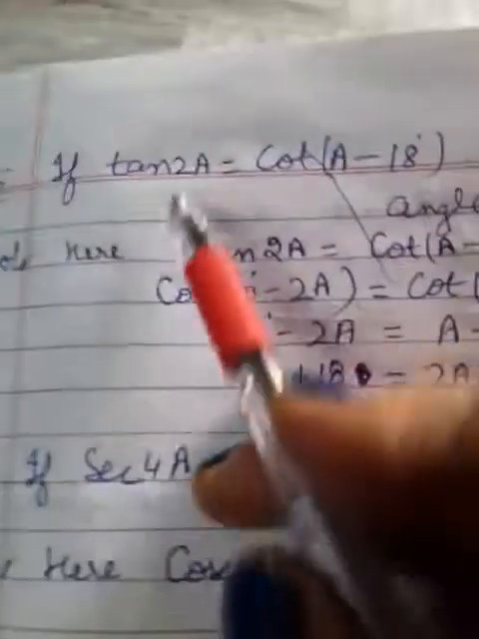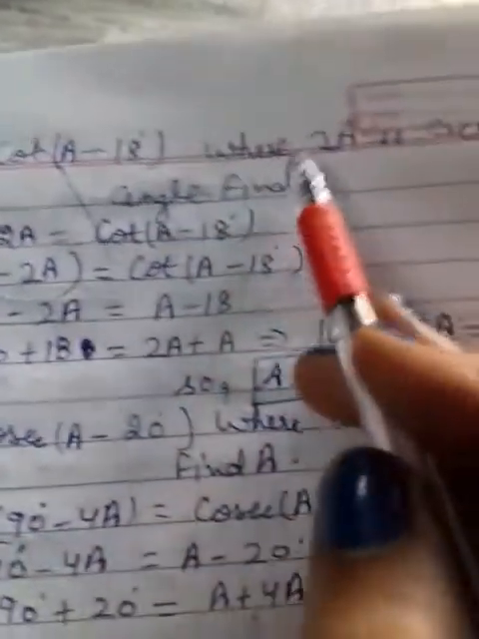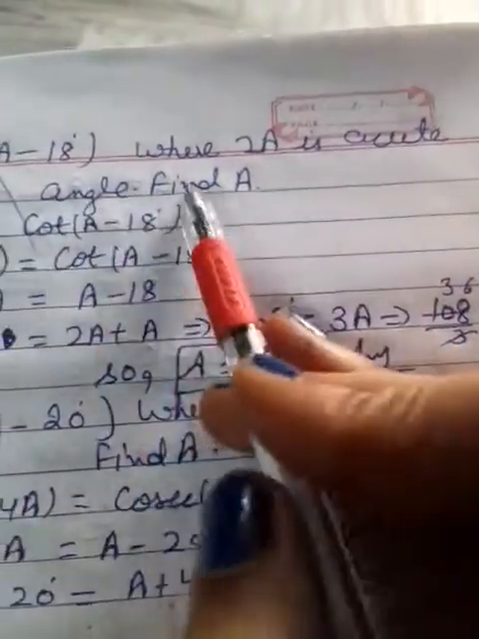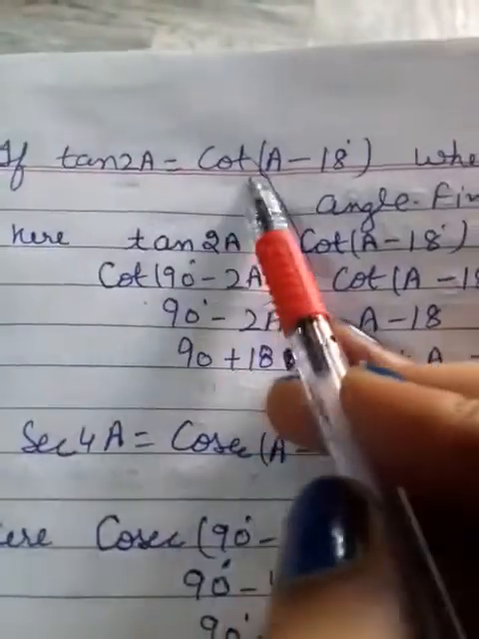Next example is, if tan 2a is equal to cot a minus 18, where 2a is acute angle, find a. Here you will see that tan and cot are here.